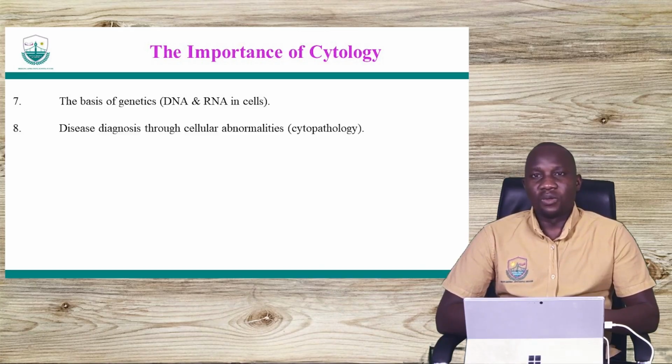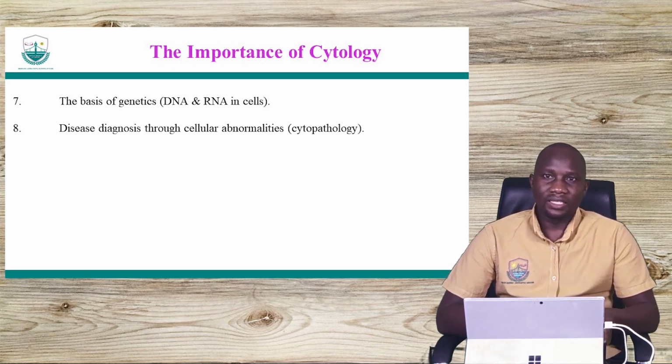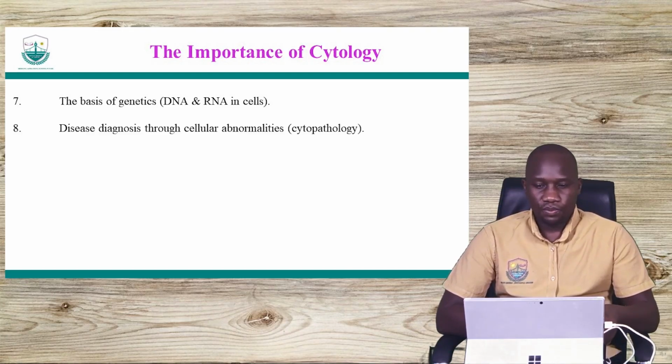And also, for example, if you have leukemia, cancer that is associated with white blood cells, when they look at these white blood cells, they can say that you are having this type of blood cancer. So cytology is very important in enabling us to understand what diseases are happening in your body.